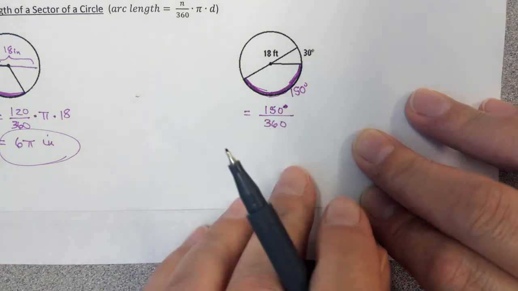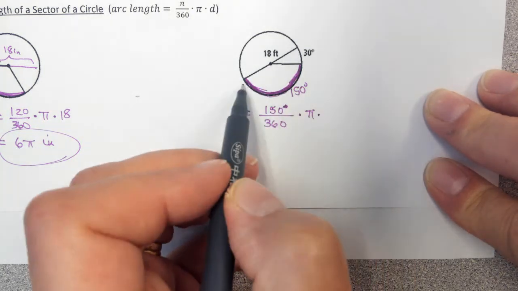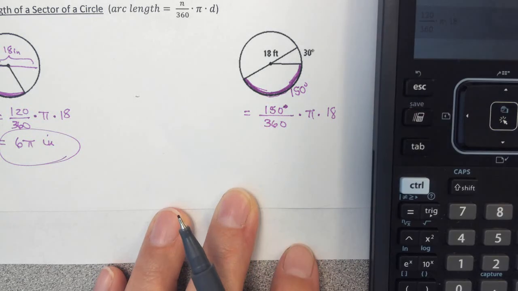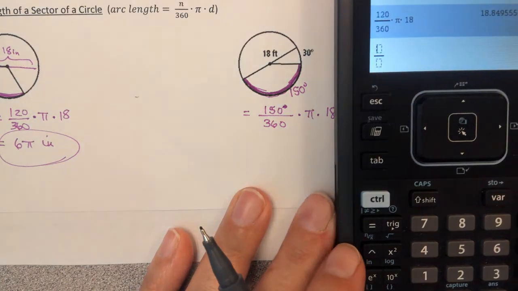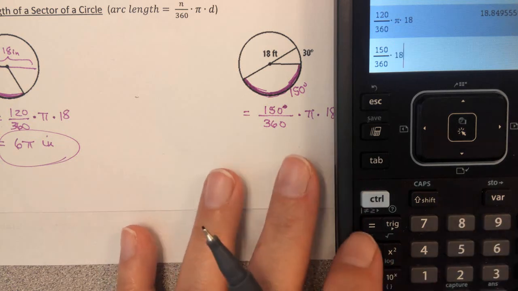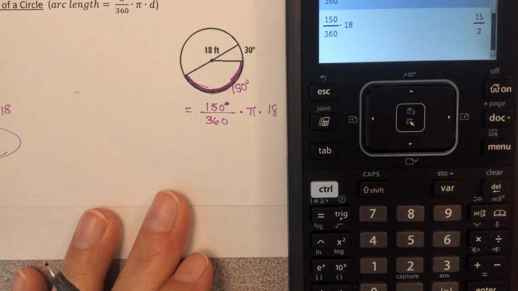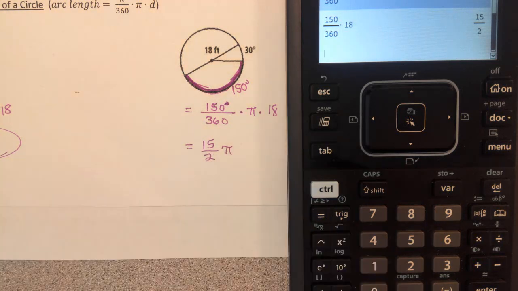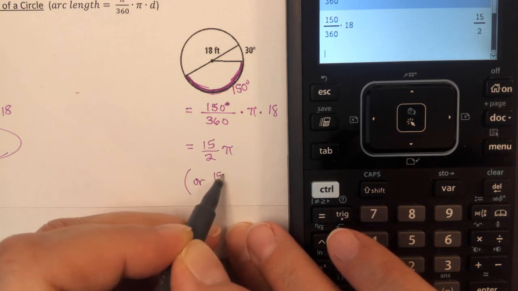So 150 over 360 times pi times diameter. The diameter in this case is 18. Okay, let's do it in terms of pi. So control fraction. 150 over 360 times 18 is 15 halves. Scoot that over a little. So this is equal to 15 halves pi. Or you could write it as 15 pi over 2.